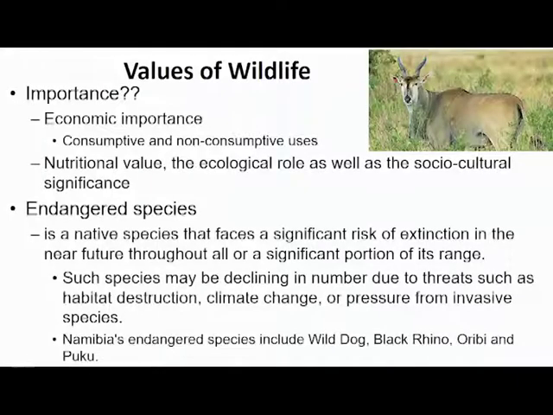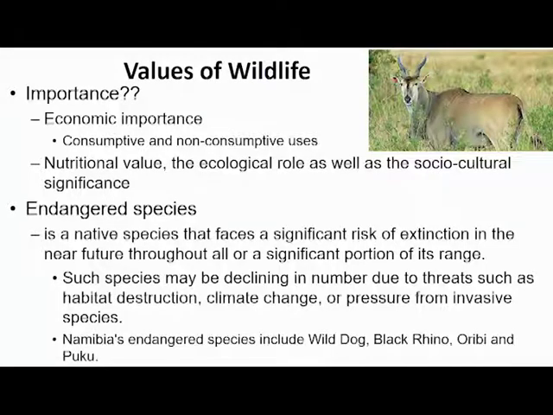So there is also various wildlife. This wildlife is very important as it contributes to our economy. They have economic importance through consumptive and non-consumptive use, and they also present a potential for nutritional value. They have ecological roles as well as social and cultural significance. So you should be able to discuss how this wildlife contributes to the economy or why they are important.